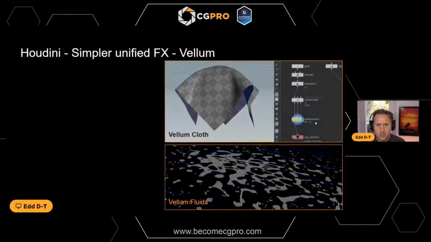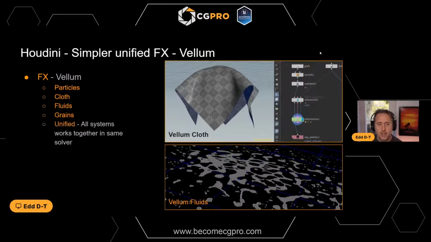So what we are talking about here is Vellum. With Vellum, we have the ability to create particle systems, cloth, fluids, grains. The cool thing is that all of these systems are unified, so you can have water splashing off cloth or things dropping into dynamic rigid bodies dropping into containers of water.